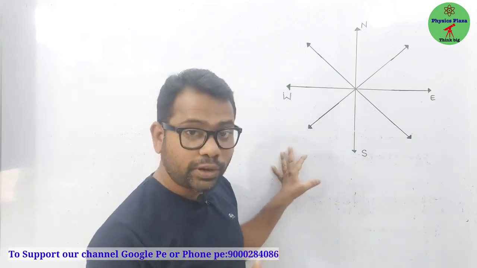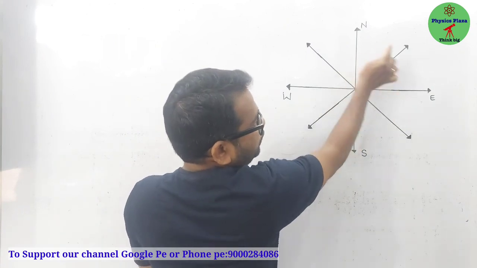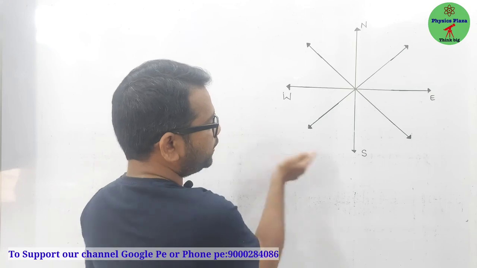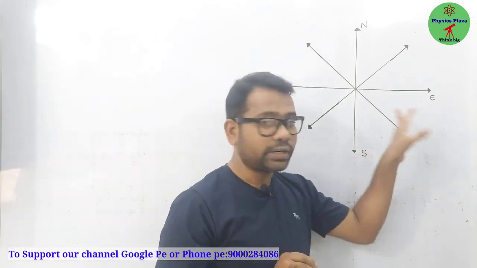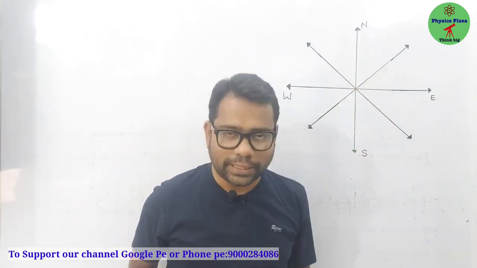And other than this, we have four more, right? Halfway between east and north, one more direction is there. Halfway of northwest, one more direction is there. Halfway of southwest, one more direction is there. Halfway of east and south, one more direction is there. We will come to those other four directions a little bit later.